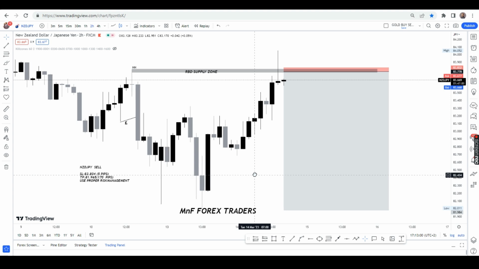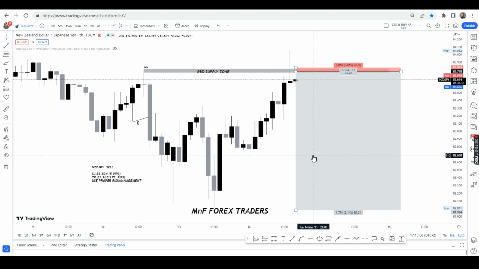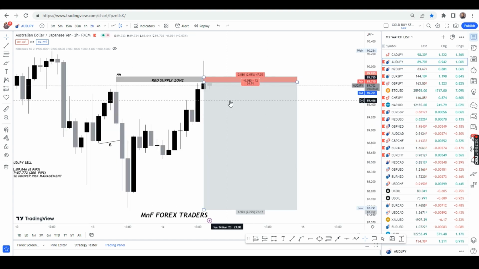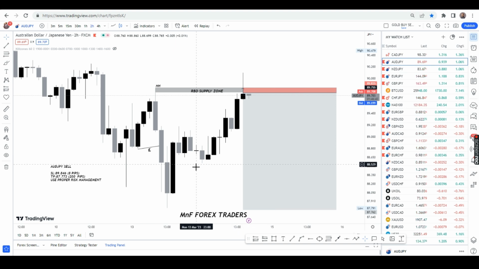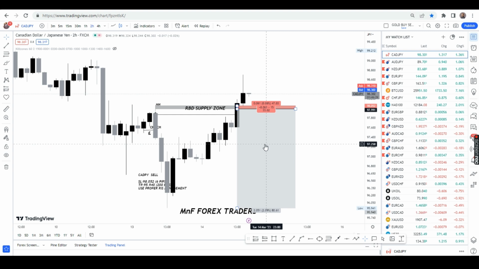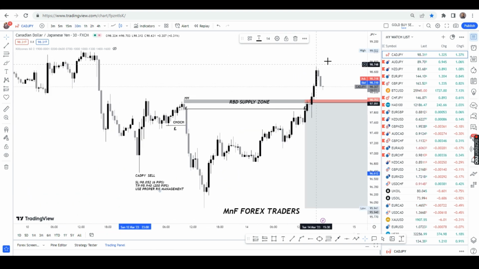First, the NZDJPY trade was a 5 pip stop loss and a 170 pip target, which was a 1 to 33 risk reward ratio, and we lost on this one. AUDJPY was a 1 to 24 risk reward ratio, 8 pip stop loss, and 200 pip target. We lost this one. And CADJPY, which was a 1 to 33 risk reward ratio trade, 200 pip target, and 6 pip stop loss, still failed.